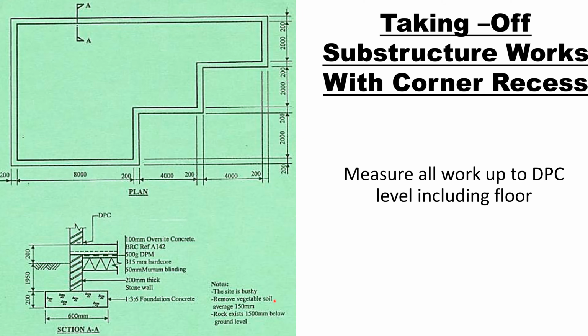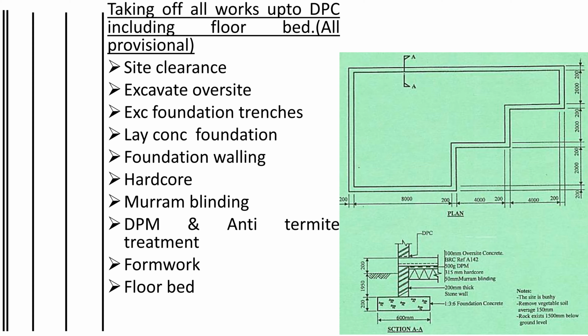Alright, now after studying the plan, you need now to go to taking off. In taking off all the works, you need to follow the procedure. First, you write down the procedure so that you can be referring to it as you take off, so you can refer there to see which is the next item. Alright, so you start with site clearance. Then you go to excavating the oversite, that is the vegetable soil. Then after that, you should excavate to reduce level. You should just calculate if you need to reduce the level again to where you lay the hardcore.